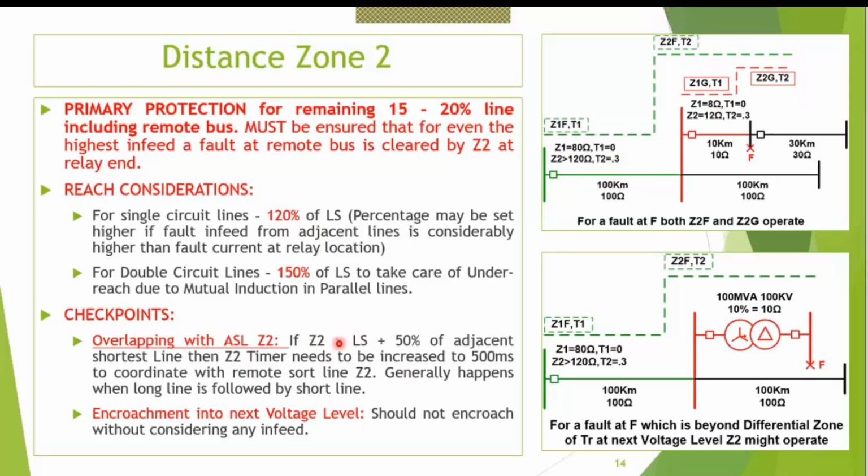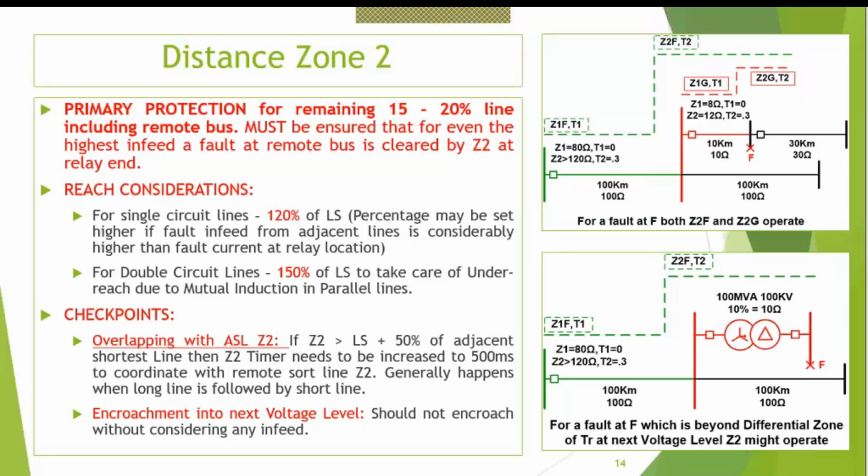If zone 2 is greater than the line section plus 20% of the adjacent shortest line, then the zone 2 timer needs to be increased. 50% is taken just for security. It can go up to 80% because zone 1 is 80% of this line. This factor can be increased, but we are on the safer side: if zone 2 is greater than the line section plus 50% of the adjacent shortest line.